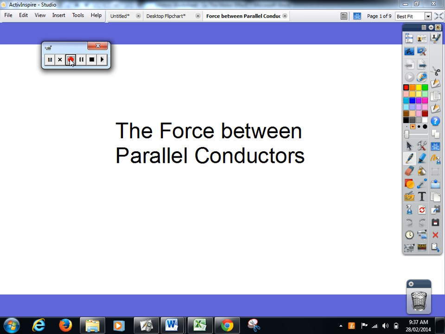To simplify everything, we're only going to look at parallel conductors. If we put them at angles, then it becomes a lot more complicated. So the course only requires us to look at parallel conductors. So that's what we're going to do.